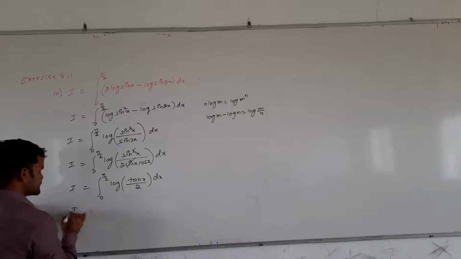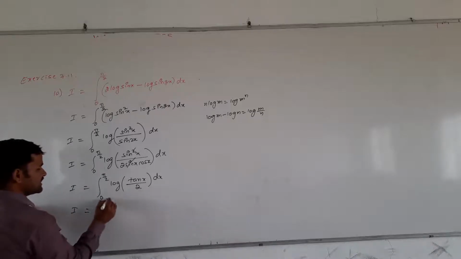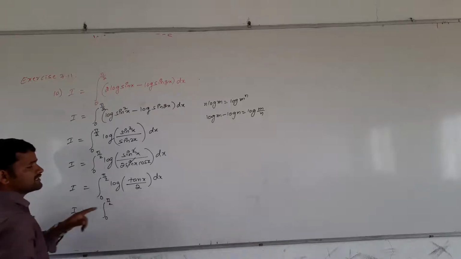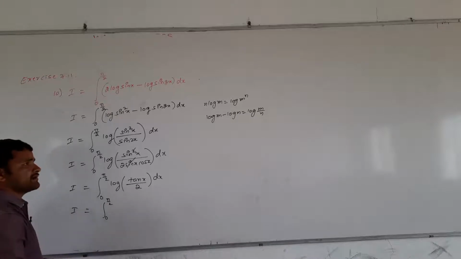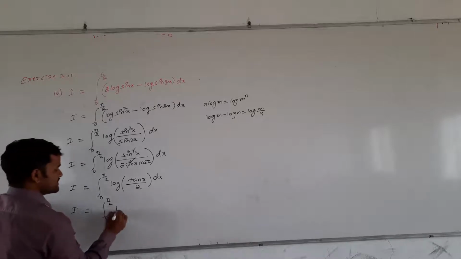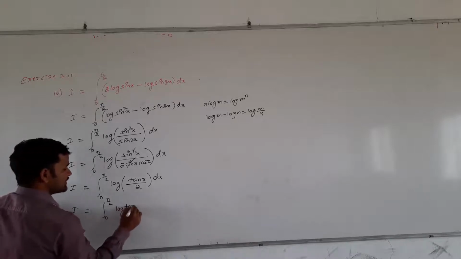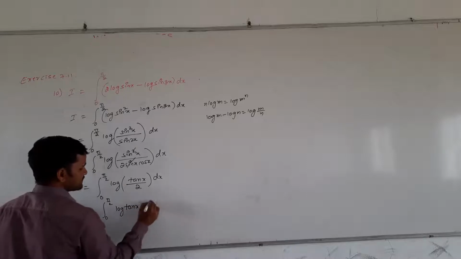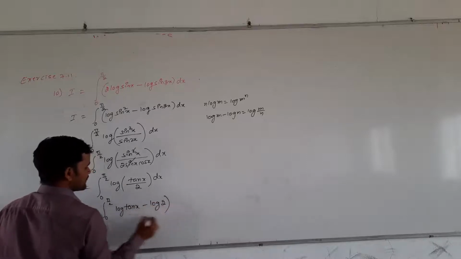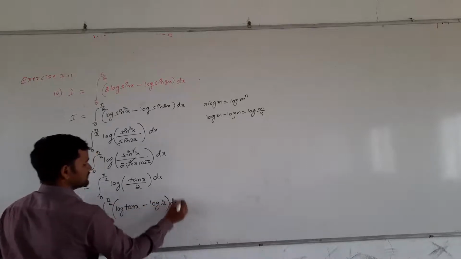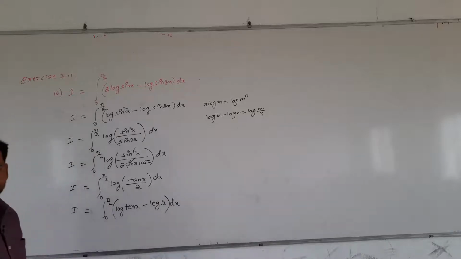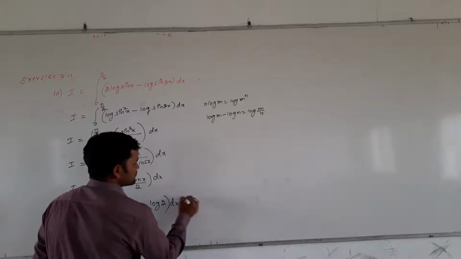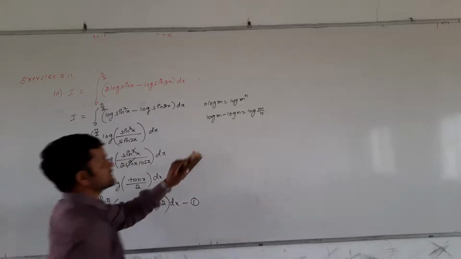Okay, this is I is equal to the integral from 0 to pi by 2. Again you see it is in the form of log m by n, which can be written as log m minus log n. It is log of tan x minus log 2 into dx. Take this as equation 1. I will erase this.